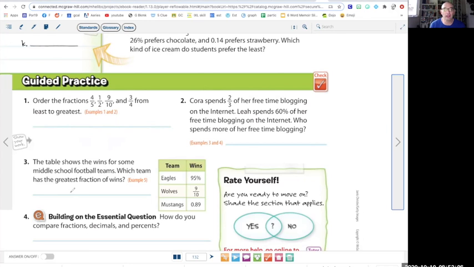So do number 3, and this says, the table shows the wins for some middle school football teams. Which team has the greatest fraction of wins? All right, so you're going to have to turn these all into either percents, fractions, or decimals. My tip is either percent or decimal is probably the easiest. Probably decimal is the easiest one, but you can do whichever you want. And then we have to figure out, remember, you always draw a box around what you have to find out. We find out which team has the greatest fraction of wins, which means which of these is the biggest. So, ready, go.